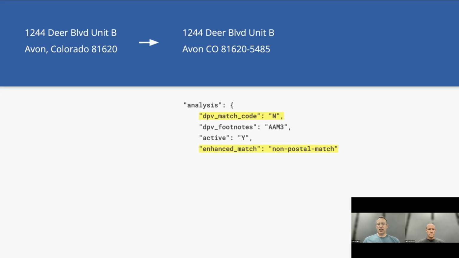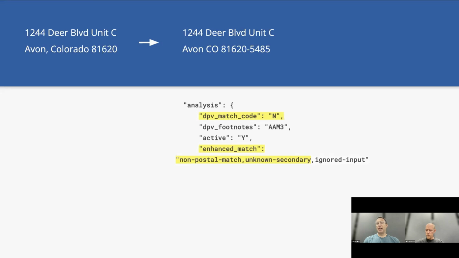In the next slide, notice in this one, I put in a unit B, which I know exists. In the next slide, we're going to look at the exact same address, except now notice I've switched to unit C, which I happen to know does not exist. And so the DPV match code is the same, meaning USPS does not know about this address. But enhanced match now says, not only non-postal match, meaning non-USPS match, but unknown secondary. So the unit C part is not in our data, right? It's possible that it's real, but for sure it's not in our data.